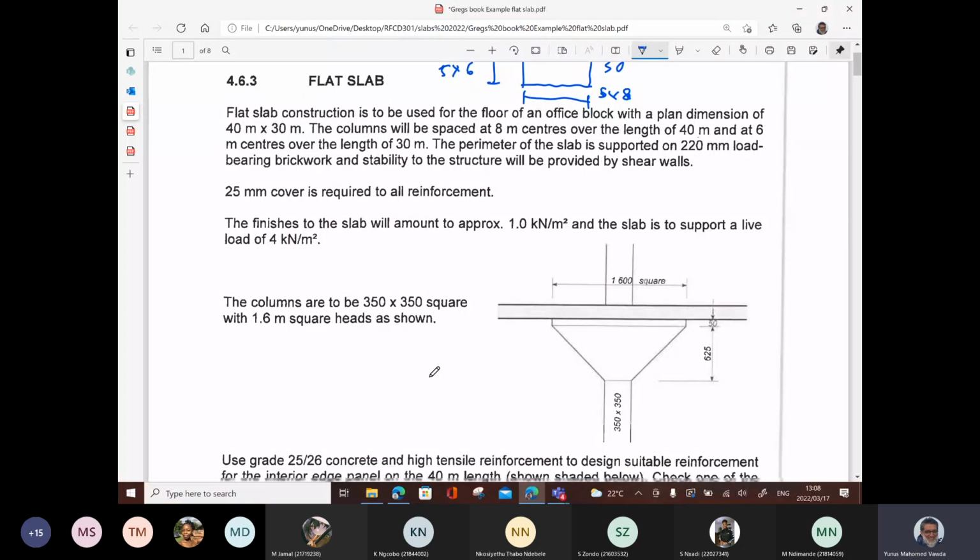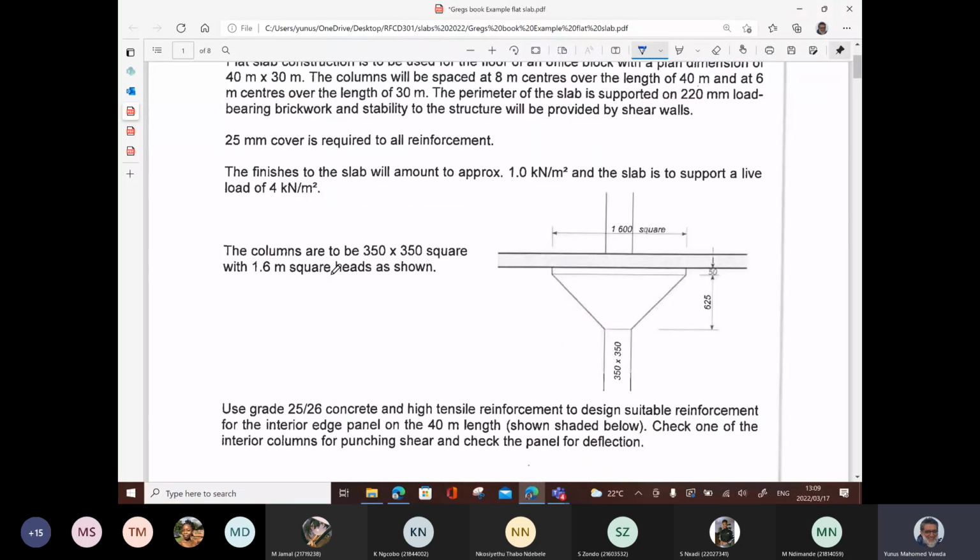The columns are 350 by 350 square with a 1.6 meter square head. So there's no drop. Understand that there's no drop. This particular column has a column head, but no drop. The slab doesn't have a drop.